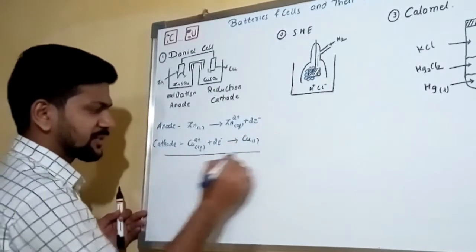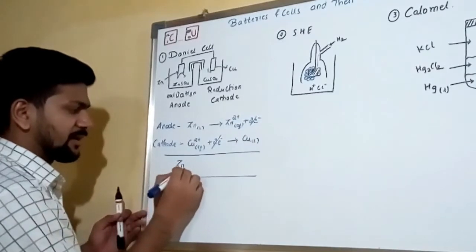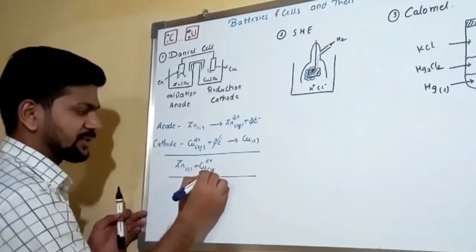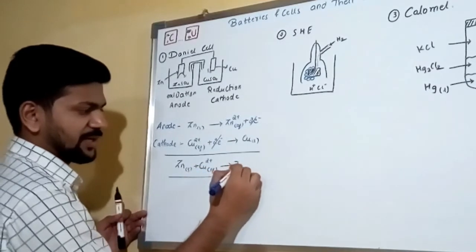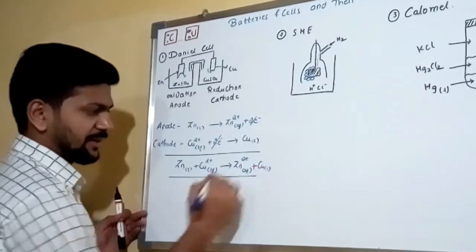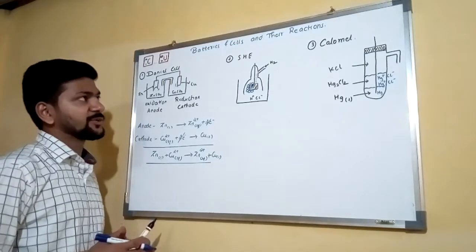So the overall reaction over here will be, with the 2 electrons getting cancelled, your zinc solid plus your copper 2 plus ions from the solution getting converted into Zn2+ ion in aqueous form plus copper solid. As simple as that. The next will be SHE, that's standard hydrogen electrode.